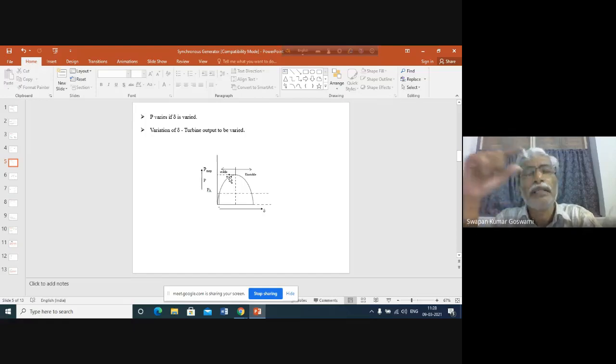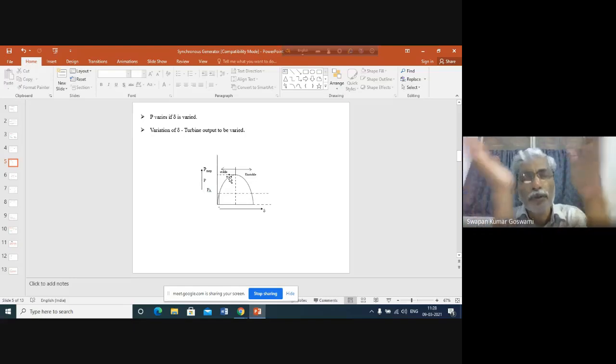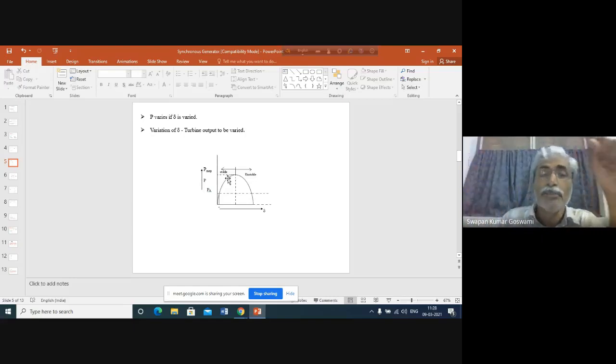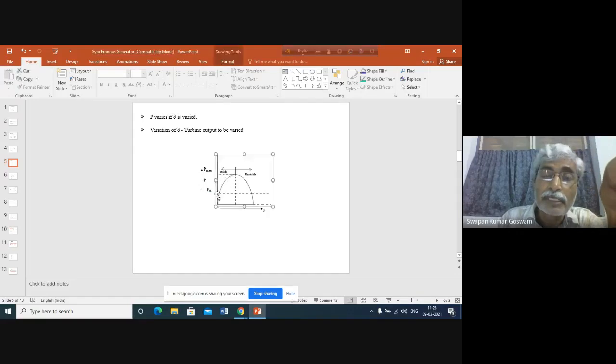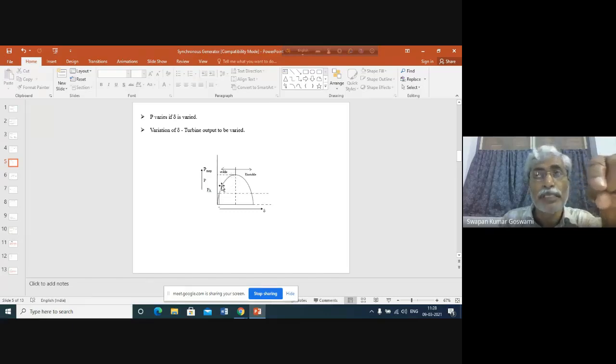At a speed below synchronous, vector EF and vector VT will start coming closer. The distance between them will be decreasing. That means delta will be decreasing. So when delta is decreasing, output power is again tracing this line in the backward direction. Initially it was moving in this direction; now this curve will be traced in the backward direction. So output power will again decrease. As the output power decreases, again somewhere here the input power line and output power line will match.